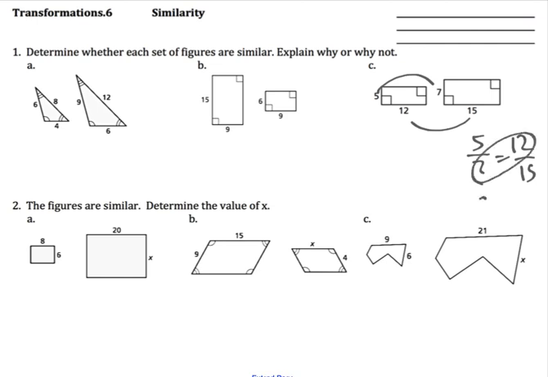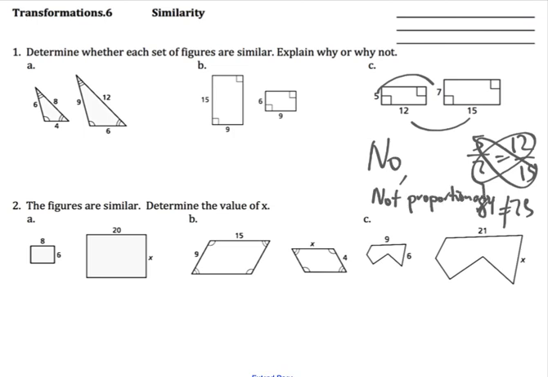7 times 12 is 84. And 5 times 15 is 75. So those are not equal. No. And my reasoning would be not proportional. Okay. Example 2, the two figures are similar. Find the value of x. You can do that either using the scale factor or using proportions.